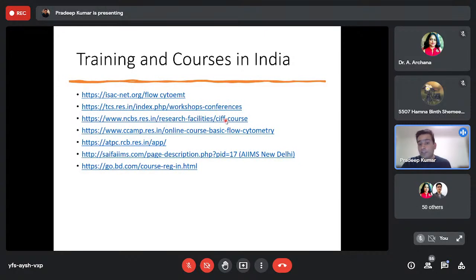NCBS basically has a core facility, and they have a C-CAMP where they continuously provide different courses on flow cytometry and microscopy as well, because I know someone who is doing a lot of training. And there's ATPC, Advanced Technology Platform Center, that is in the Regional Centre for Biotechnology in Faridabad. So it's in the NCR region. So they probably have all of the technologies, and you can approach, and there are different ways to basically get training.